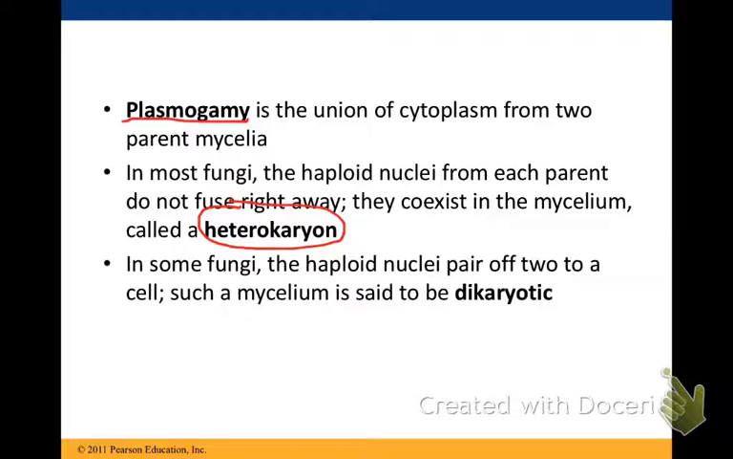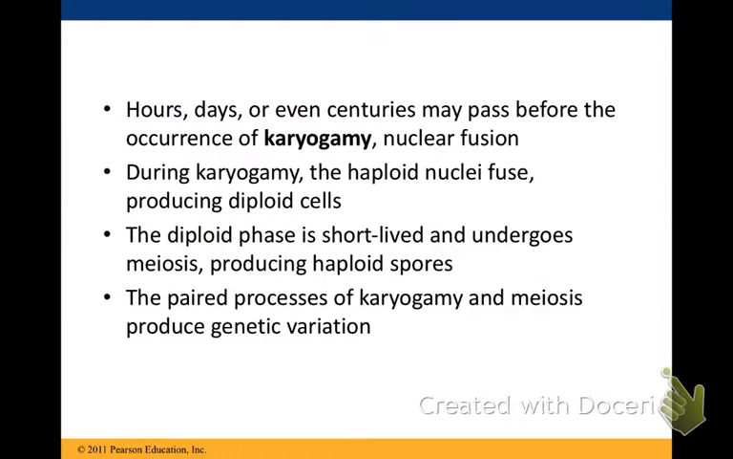In some fungi, the haploid nuclei will pair off in two to a cell, so that you have a plus and a minus nucleus in a single cell, separated by a septum from the other cells in the hypha. So we call these dikaryotic, meaning two nuclei. Okay. So to complete sexual reproduction, you have to fuse those nuclei of opposite mating type, and that fusion of the nuclei is called karyogamy. So this diploid phase is very short-lived, because right after the karyogamy, the nuclei will undergo meiosis to produce spores, which will begin a new haploid generation.